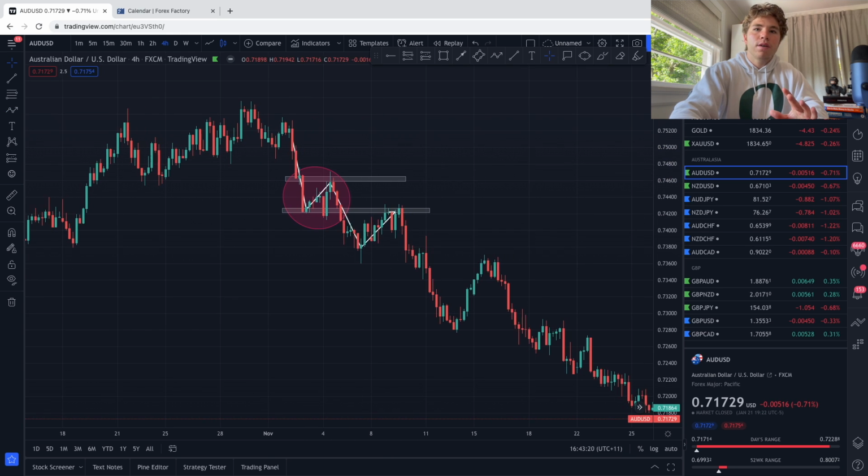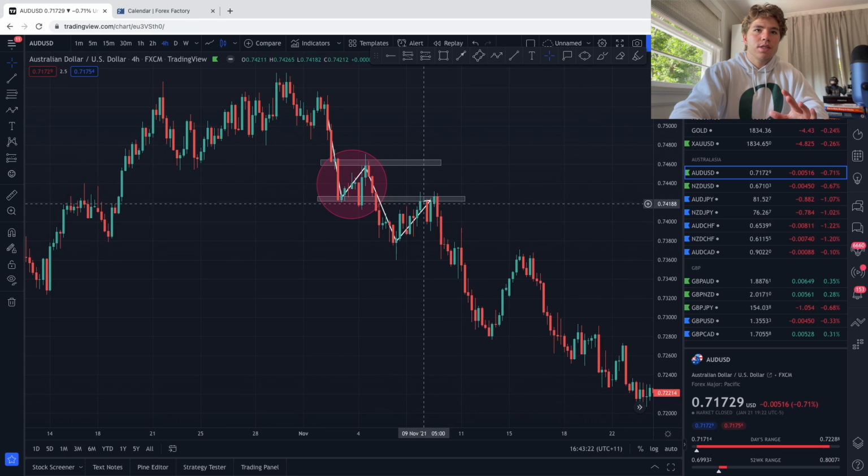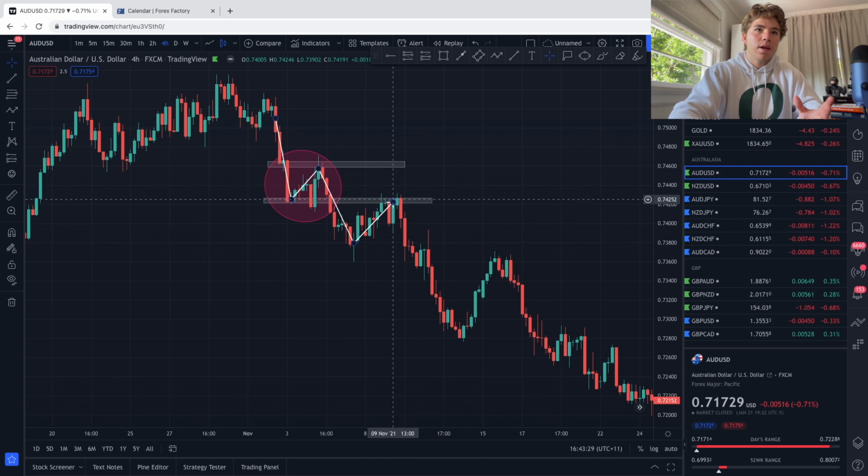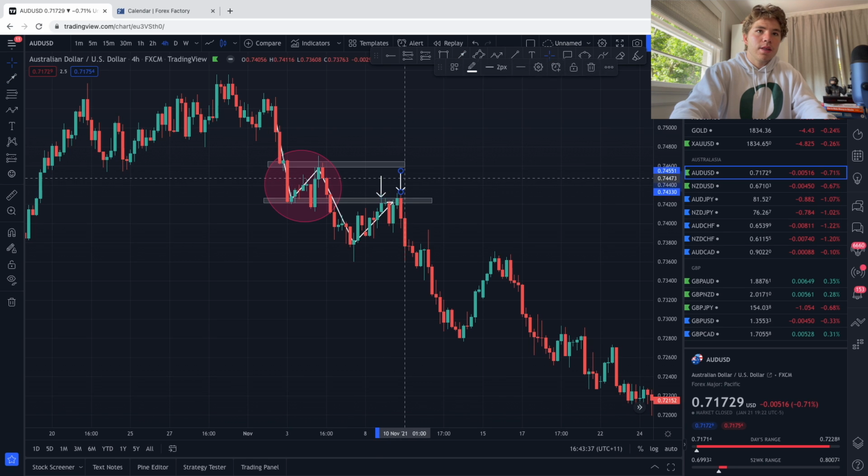Now is it enough just to short this straight away, just as price comes back? No, not yet. But what do we see here? First of all, we see multiple wicks here and here, plus we have a double top right there, plus we have an engulfing candle.